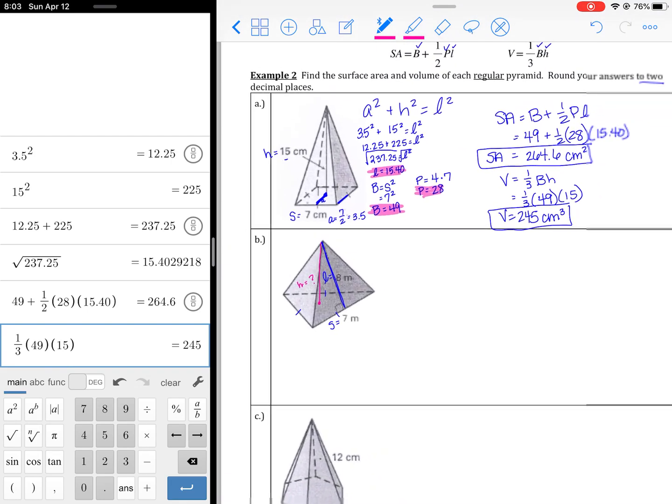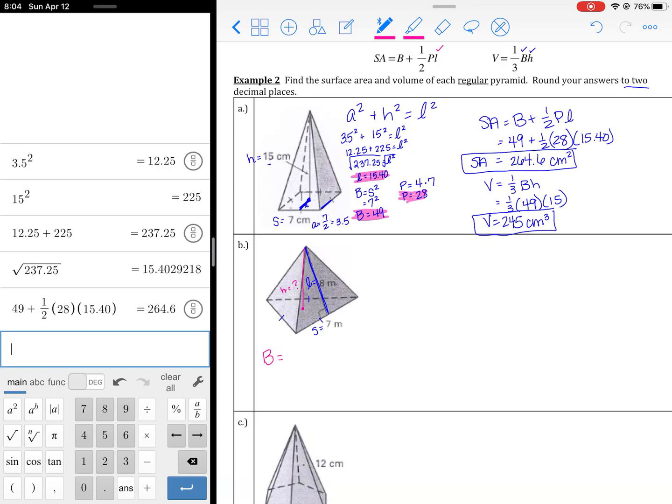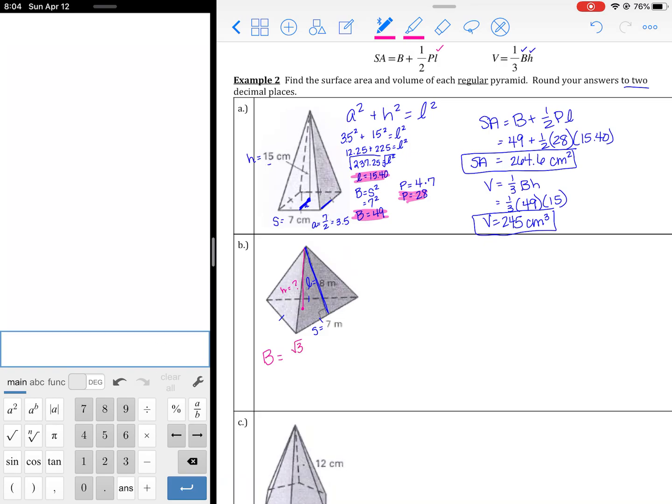So looking at my surface area formula for this one, I have my slant height, and I need to find my area of my base, and I need to find my perimeter. So since this base is an equilateral triangle, the area formula for an equilateral triangle is the square root of 3 over 4 side squared. So I do have the side lengths. I'm just going to plug that in. So square root of 3 over 4 times 7 squared. So let's go in and plug this in and estimate what our base is going to be.